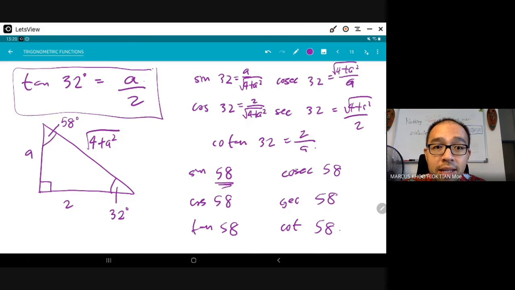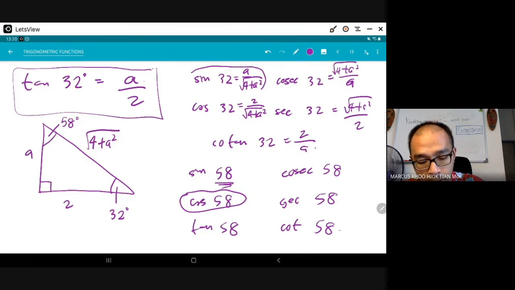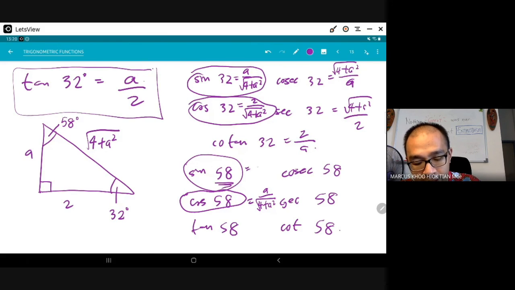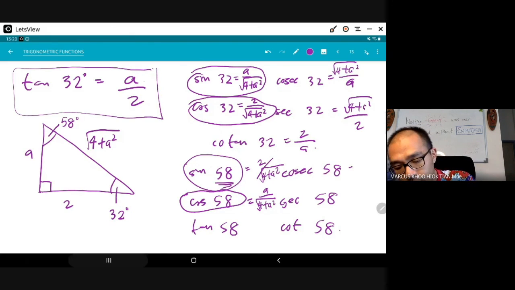Okay, and sin 32, its friend is cos 58. So this will be a over square root of 4 plus a squared. Sin 58 and cos 32 are the friends, 2 over square root of 4 plus a squared. And the cosecant will also join in. This will be square root of 4 plus a squared over 2. This will be square root of 4 plus a squared over a.